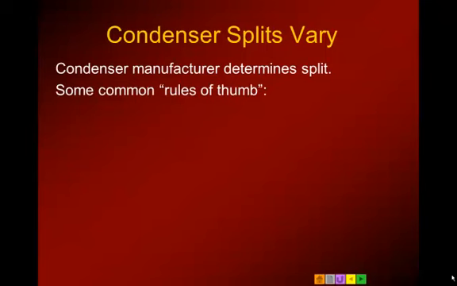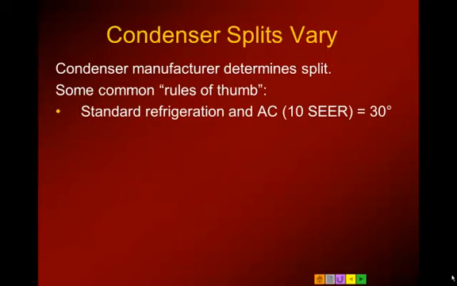Now, condenser splits do vary, and the manufacturer determines that split. But there are some common rules of thumb that you can follow. Most of the time, you're not going to have the condenser manufacturer's spec sheets. But on a standard refrigeration air conditioner, that's a 10 SEER, you're going to be looking normally at around 30 to 35 degrees. Somewhere between 30 to 35 degrees is going to be the standard SEER.